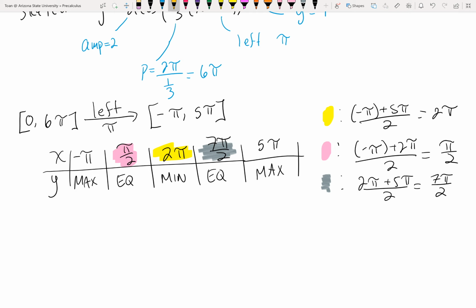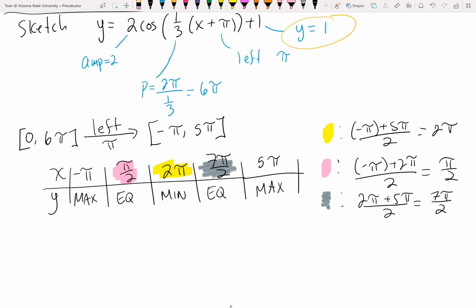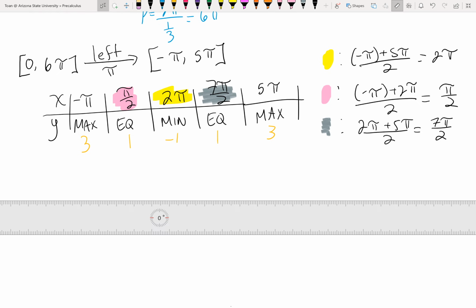So now it's time to fill in the numbers. The equilibriums I usually start first. So the equilibrium is at 1. And since the amplitude is 2, the maximum will go up by 2 from 1. So 2 spaces up from 1 is 3. 2 spaces down from 1 is negative 1. There we go. That is all the real work that you need to do. The rest is just plotting points. So if you can get up to this part here, I would be very, very happy.